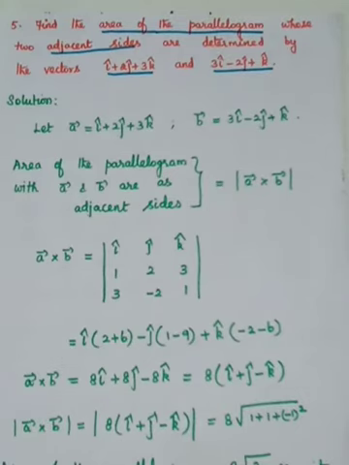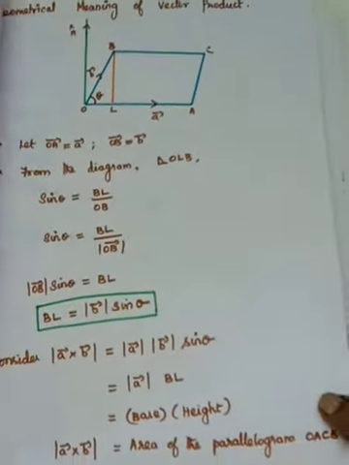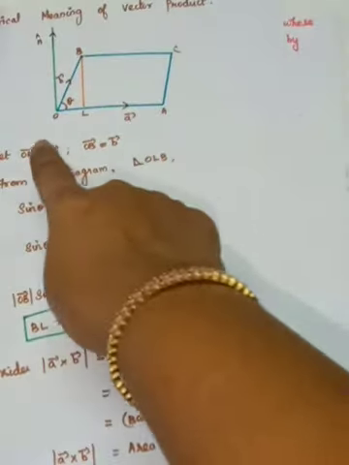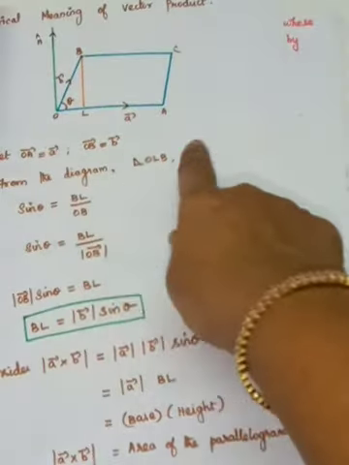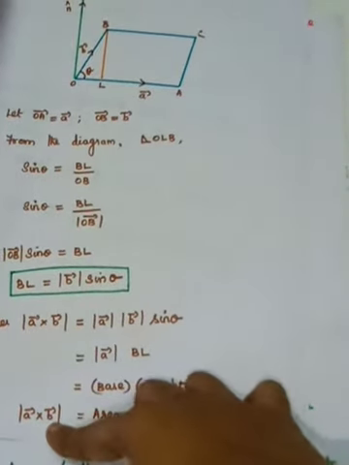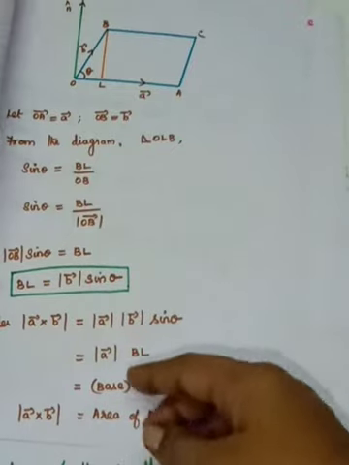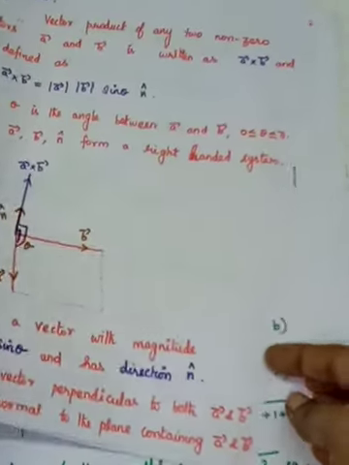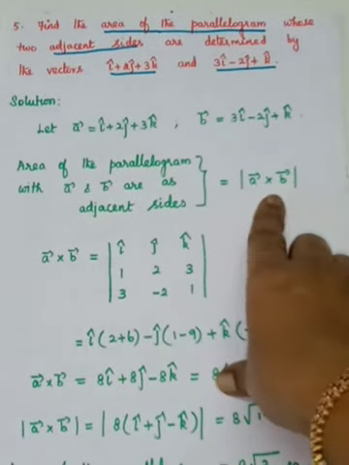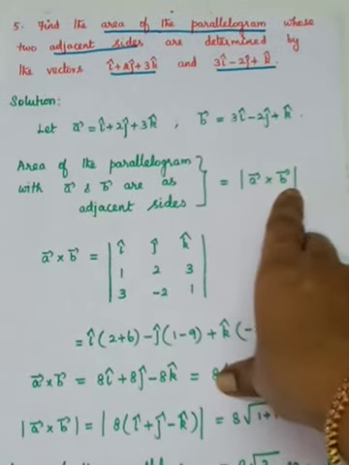So what is the area of the parallelogram? In the geometrical meaning of vector product, we have arrived: area of the parallelogram OABC. In the OABC, OA vector and OB vector are the adjacent sides of the parallelogram. Means what is the formula here? It is modulus of A vector cross B vector. So to find the area of the parallelogram with A vector and B vector as adjacent sides, the formula is modulus of A vector cross B vector.